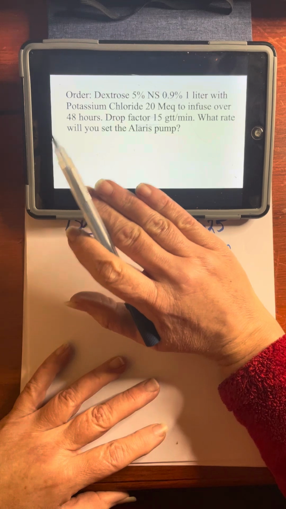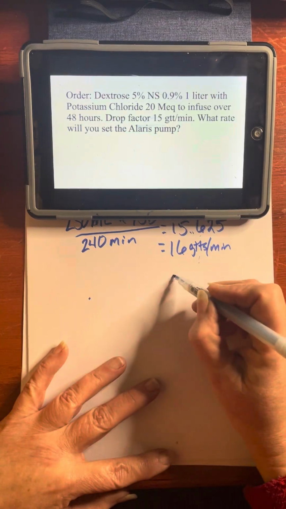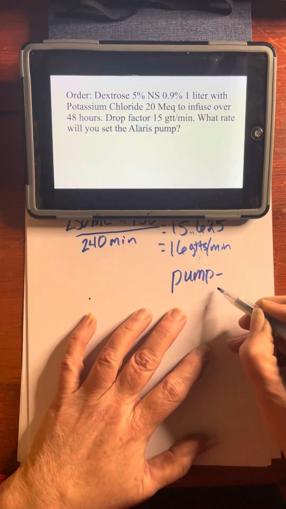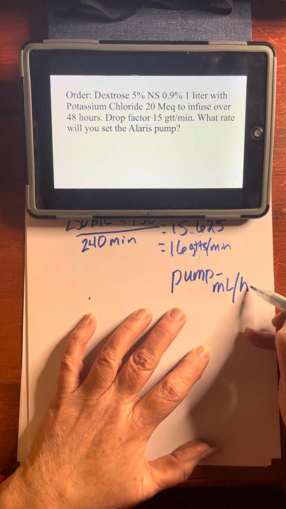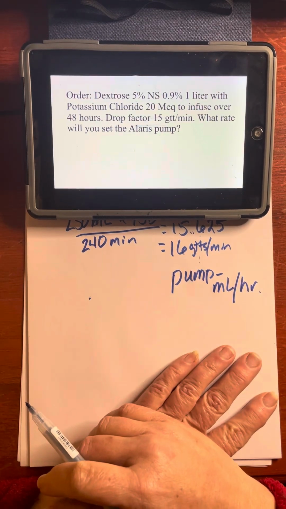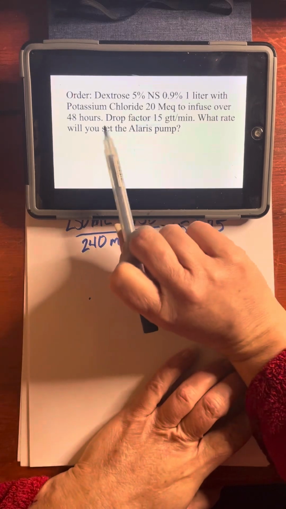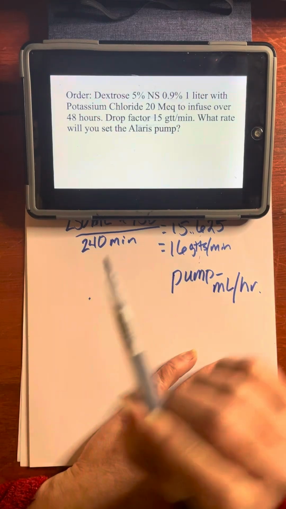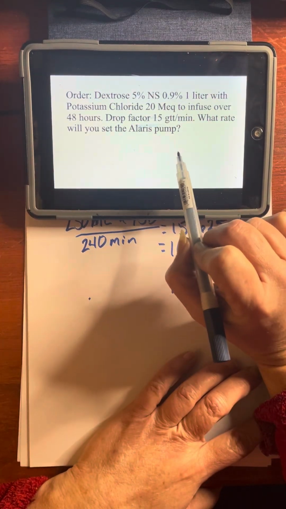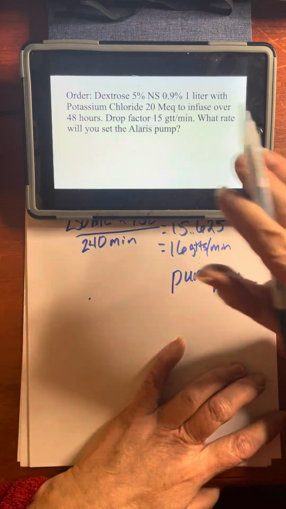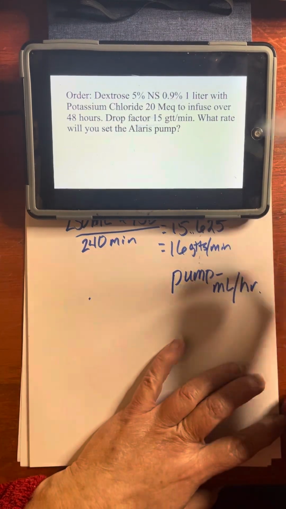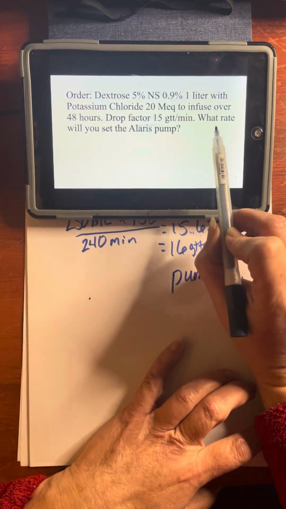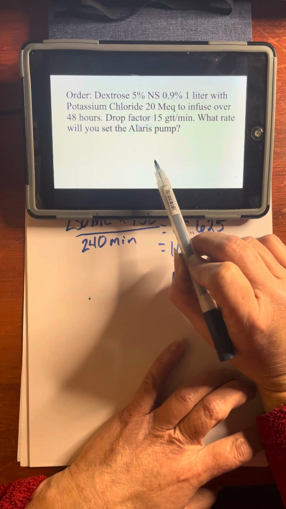This is a tricky question, because when it says what are you going to set the pump, they are wanting your answer in milliliters per hour. Okay, you hear me? So look, the 15 drop factor is a distractor, because your job is to answer the question that they're asking you. Even on other tests besides dosage calc, they may tell you all kind of stuff up there, but you're answering the question they're asking you.